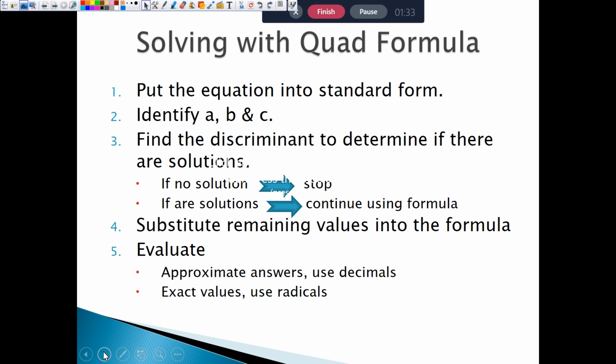Finding the discriminant is not an extra step, because it's part of your equation. So you're going to have to use it and find it anyways. Then we substitute the remaining values into the formula and evaluate. There's two different ways that we're going to evaluate. It might say the exact value, or it might say approximate your answer using decimals. And we'll do both for any ones that have the option of doing both.